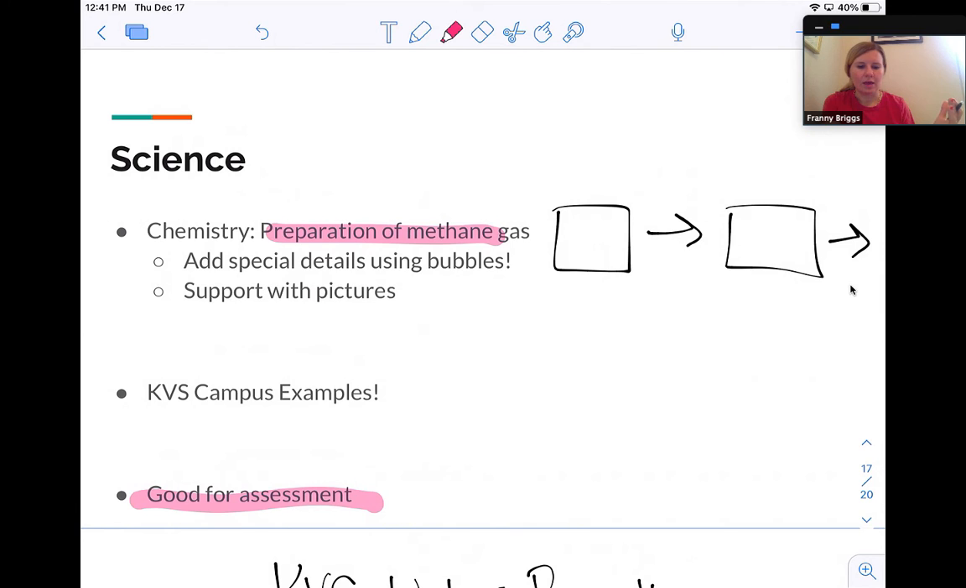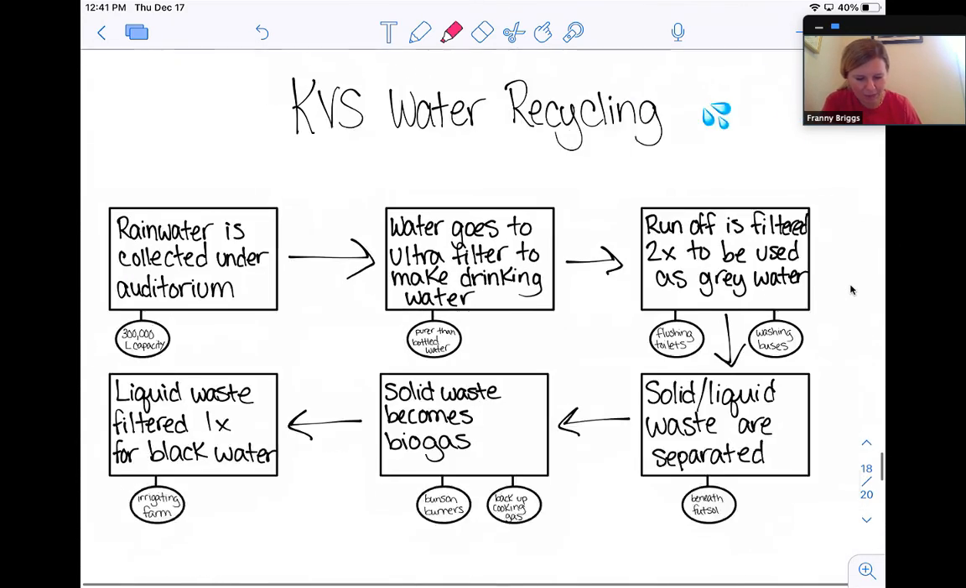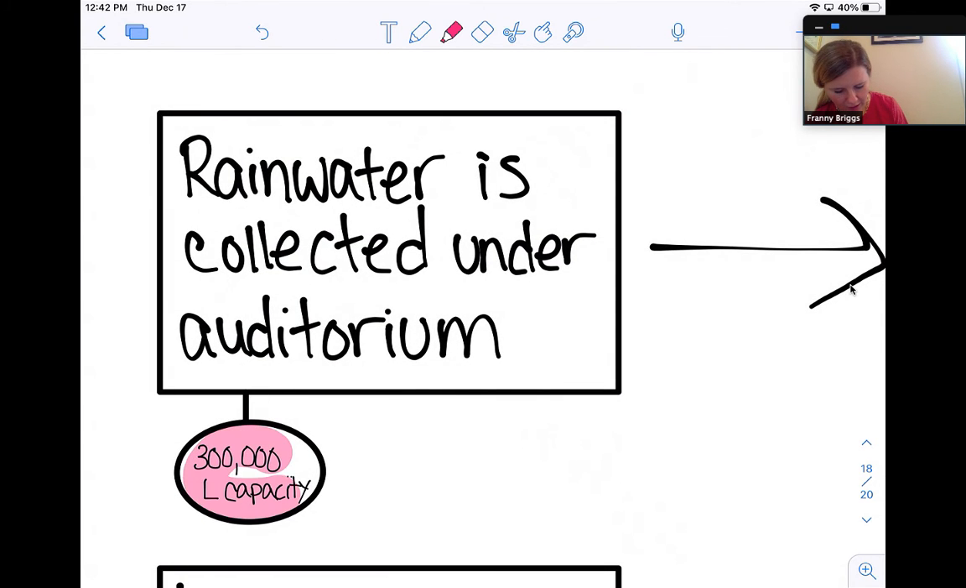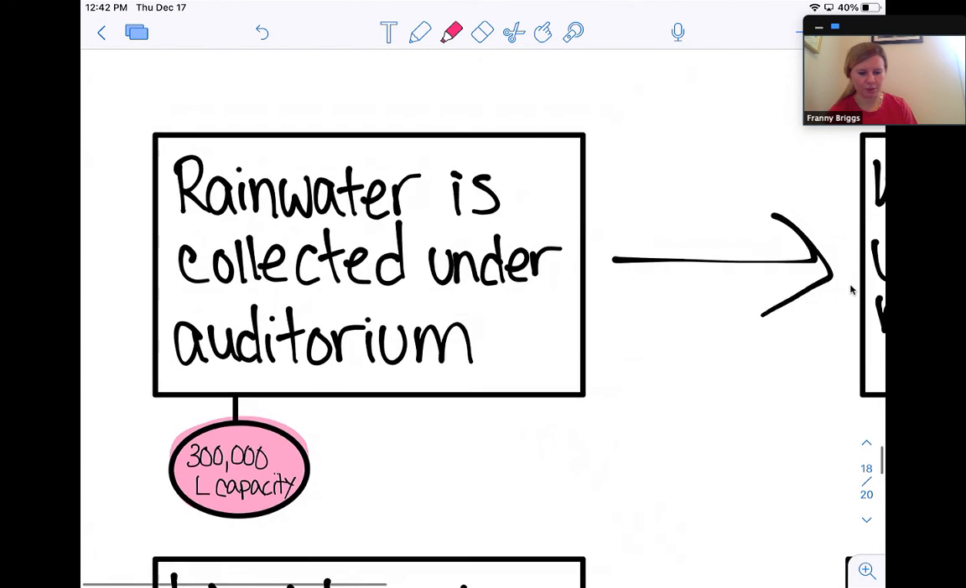So I also was thinking, okay, science, we have so many KVS campus examples. And so I made a little sequencing frame that shows our water recycling. And I added little bubbles where it was appropriate to show extra details. So the rainwater is collected under the auditorium. I added a little note here that the tank under the auditorium has a 300,000 liter capacity, because that's not super, super important, but it's a good detail to know.